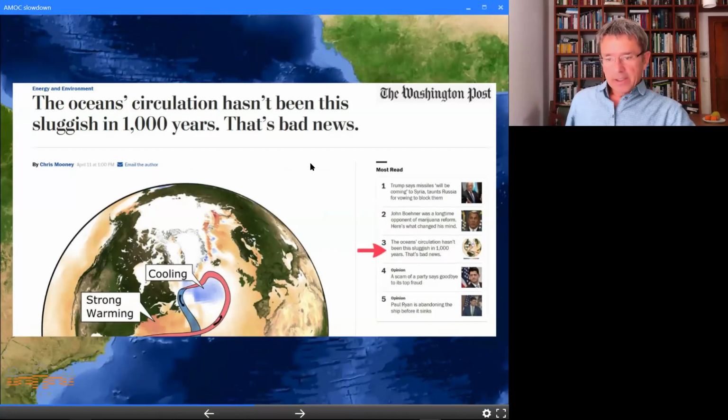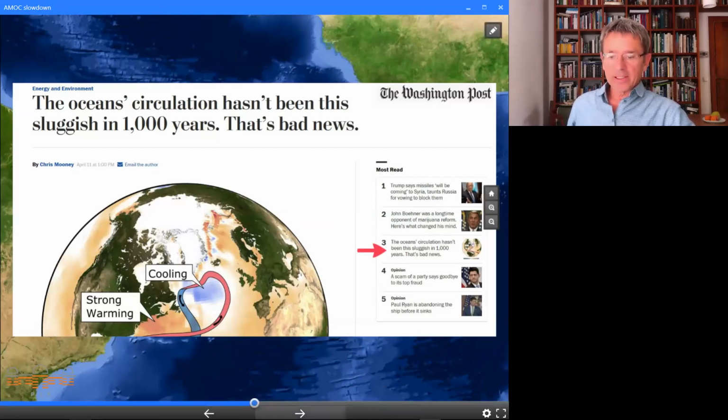There was a nice article in the Washington Post when our Nature paper was published, which I quite like because it was amongst the most read. It's one of the examples where science news can actually compete with Trump news in the media. And so a little notice to editors, newspaper editors: people are interested in climate science.